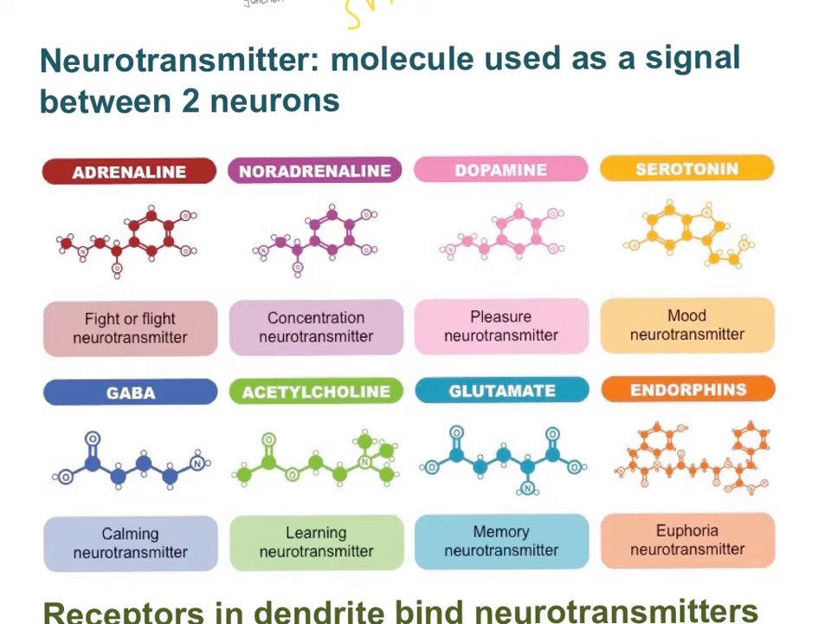We talk about shape a lot in regards to proteins. The receptor is a protein, it has a shape. The neurotransmitter is a molecule, it's not technically a protein, but it also has a particular shape. Those shapes need to fit together in order for the neurons to communicate.